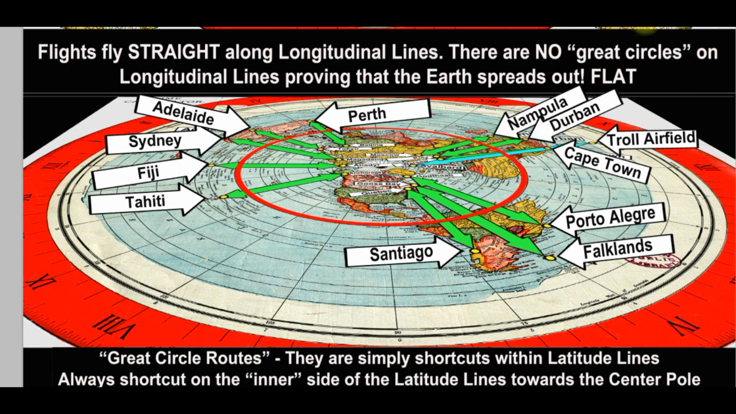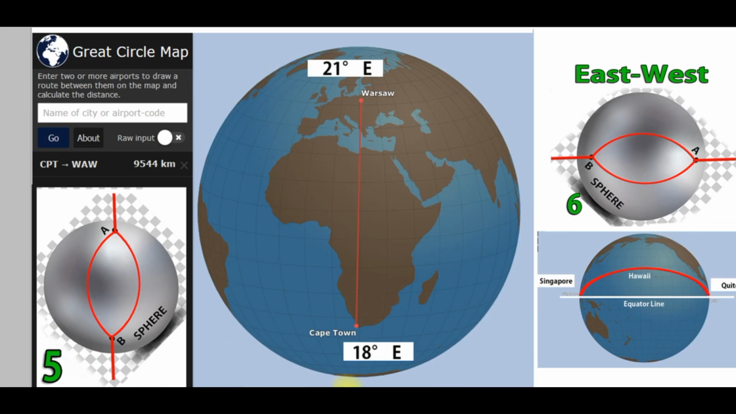Let's move on to flight number 5. Flight number 5, Warsaw in Poland to Cape Town, 21 east, 18 east, pretty straight this line goes. Always remember this one here, it never applies when you turn the sphere in this orientation right here. So remember number 6 and number 5, and when flying from north to south it doesn't really apply.